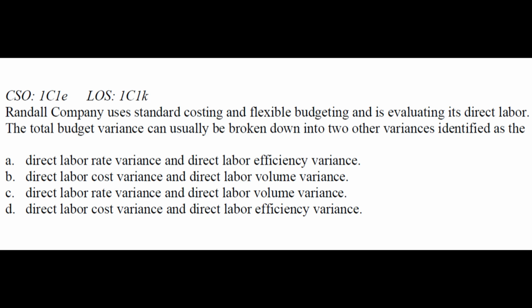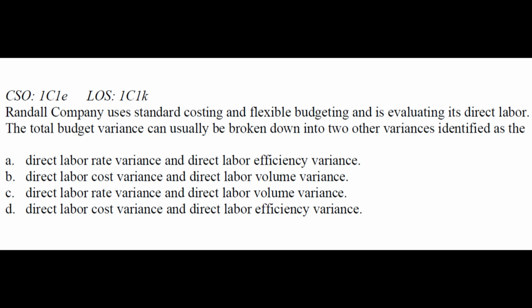Correct. The total direct labor variance is always decomposed into these two standard components, a rate variance and an efficiency variance. B. Direct labor cost variance and direct labor volume variance. Incorrect. Labor cost variance is the total variance itself, and labor volume variance is not a standard decomposition for direct labor. C. Direct labor rate variance and direct labor volume variance. Incorrect. Labor volume variance is not one of the two standard direct labor variances. D. Direct labor cost variance and direct labor efficiency variance. Incorrect. The direct labor cost variance is the total variance, not one of its components.